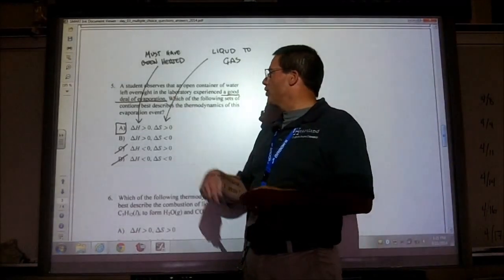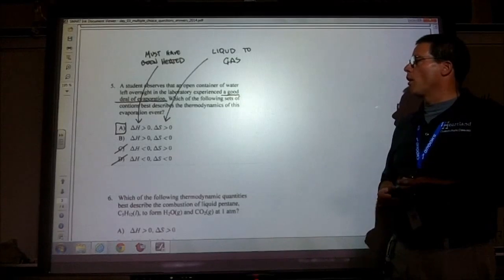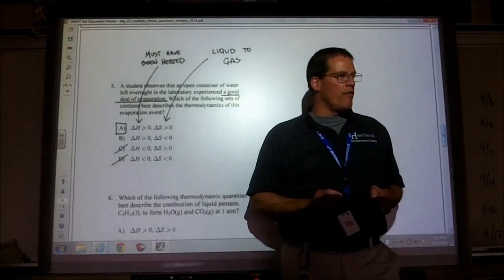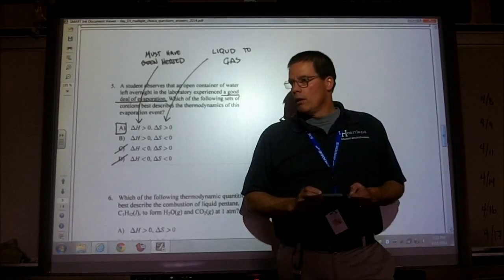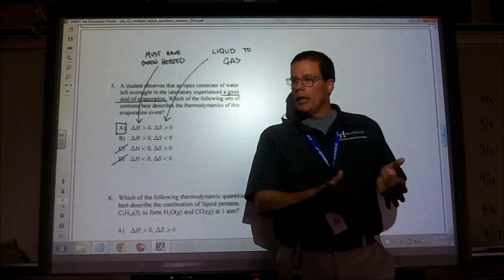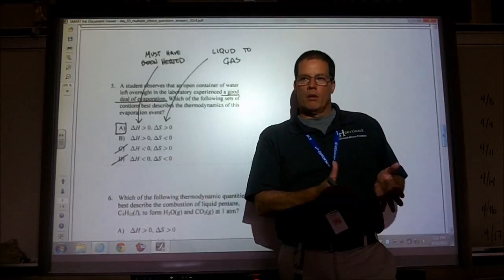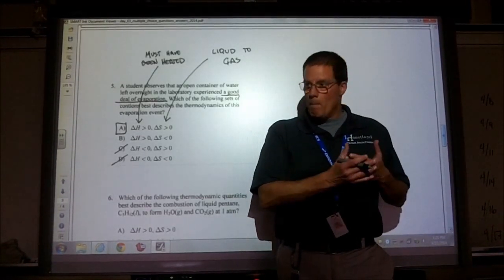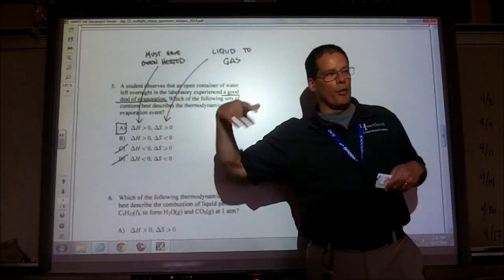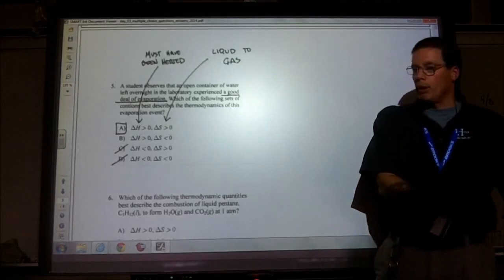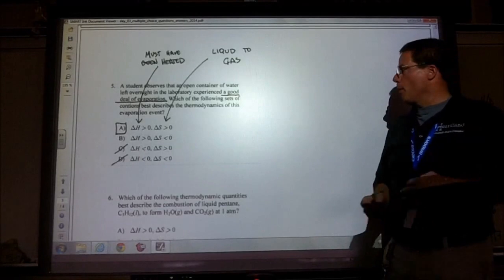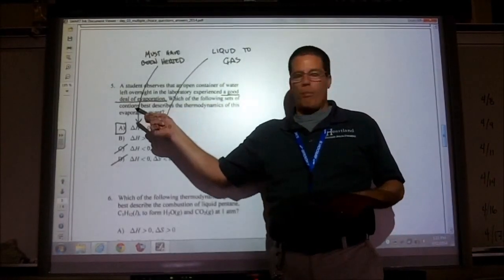All right, number 5, it says a student observes that an open container of water left overnight in a laboratory experienced a good deal of evaporation. In other words, if I leave a container filled with water overnight, is a lot of it going to evaporate? Overnight? No. Over months? Yes. But overnight, that must mean that either the room was warm, maybe it was on a hot plate that hadn't been turned off. Not all the water evaporated, but a good deal of it did.